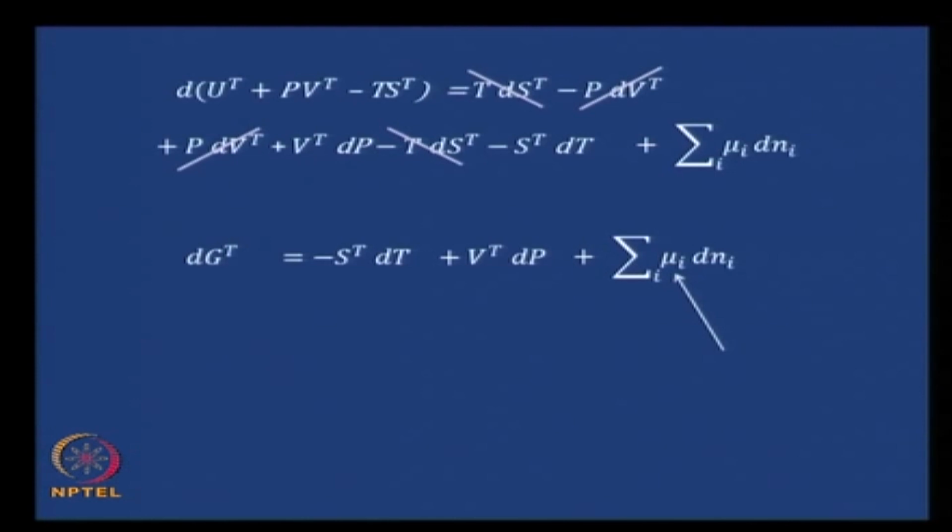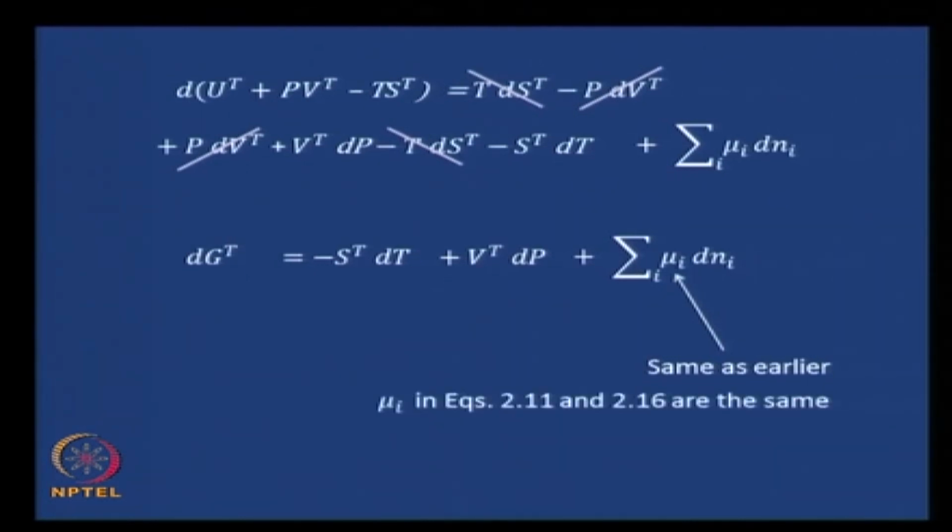Note that this term automatically became dGt and whatever was left here was only minus St dT plus Vt dP plus summation of mu I dni, and this was the same mu I that we started with earlier. We did not do anything to it, and therefore the mu i's in equation 211, which was for the internal energy dUt, and equation 216 for the Gibbs free energy dGt are the same. So although we had used different ways to define the chemical potential, they all turn out to be the same quantity.